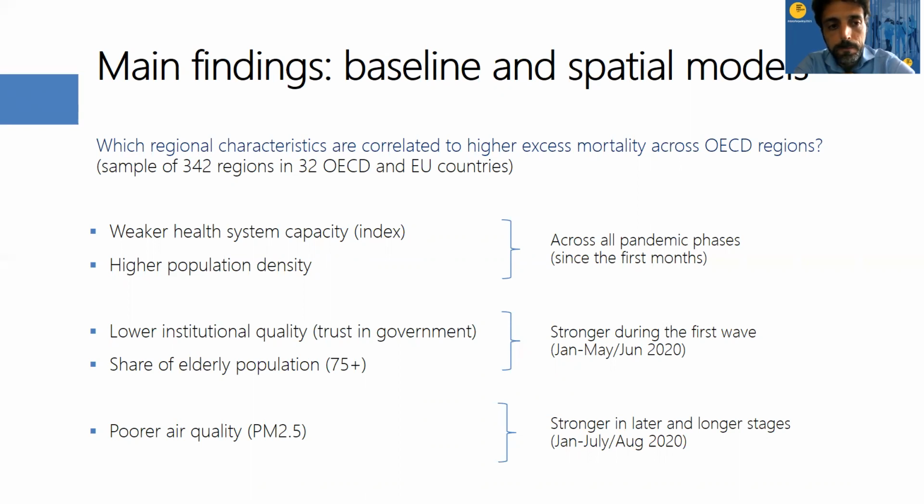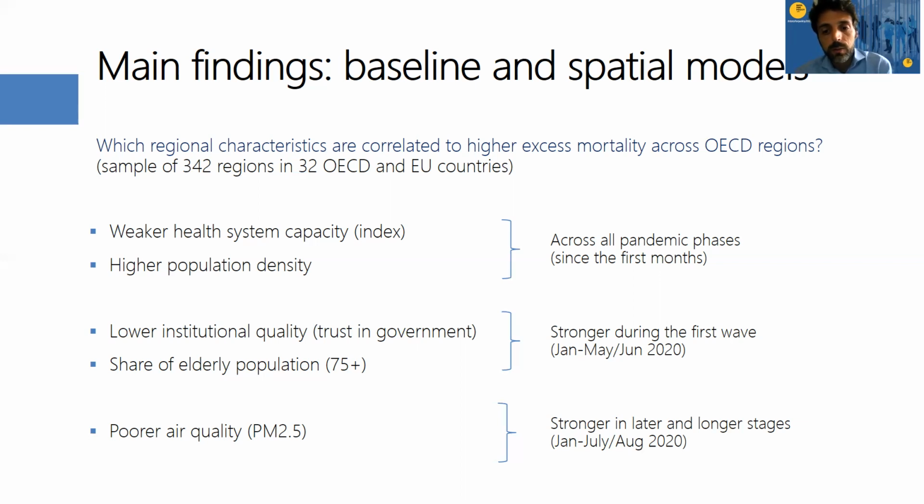Our main findings include the following, using our sample of 342 regions in 32 countries belonging to the OECD or to the European Union. Across all the phases of the pandemic that we could observe in this work, all the months of 2020, two main factors were correlated with higher excess mortality: having a weaker health system capacity and having higher population density. As expected, population density has always been connected, I think in all types of pandemics, with higher health impact, and health system capacity is also expected to play a role.